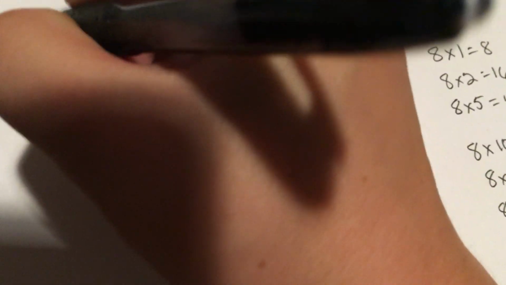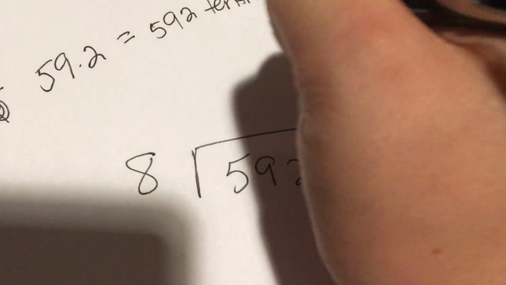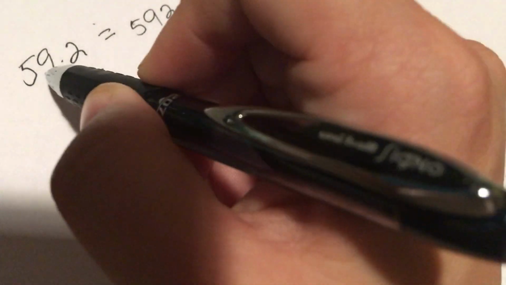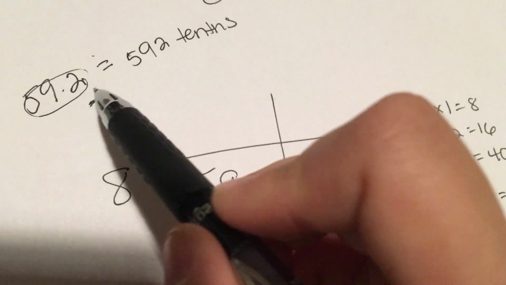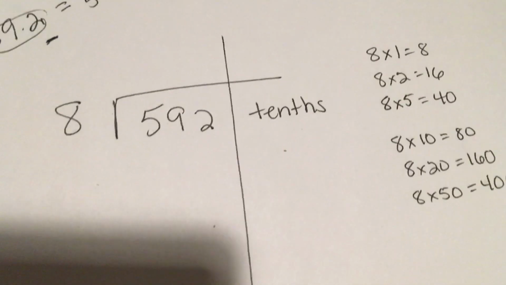So instead of doing 59.2, I'm going to call it 592/10. And I figured that out by knowing where my last place value was, which was the tenths, and then just taking the digits. So you name it by the last place value and you complete the digits. So here's how we go to solve.